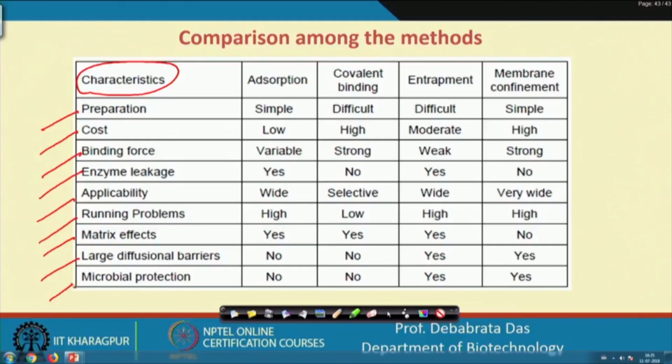Whether we are looking for the preparation of the immobilized enzyme, this will be very simple, or we are looking for the binding force between the solid matrix and enzyme will be strong, or we can find out the matrix effect, what should be the matrix effect, applicability, wide applicability is there. So cost, whether you can incur a lot of expenditure. I can give a typical example.